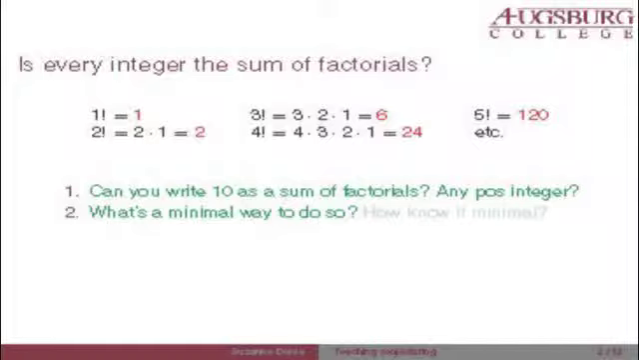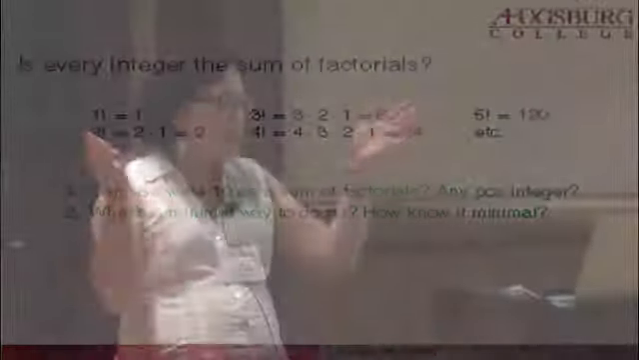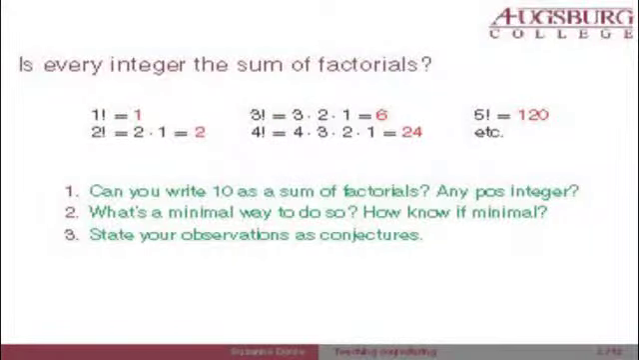Now, the answer to does it exist is yes. So what I'm actually interested in is, can I do it as efficiently as possible, using as few factorials as possible? In other words, is there a minimal way to do it? And for 10, what you did, 3 factorial plus 2 factorial plus 2 factorial, uses the fewest factorials possible. So one of the questions, and I'll give you some more data before we play with this, is how I would know if it was minimal. And then for my students, the instructions would be to state your answer as a conjecture.